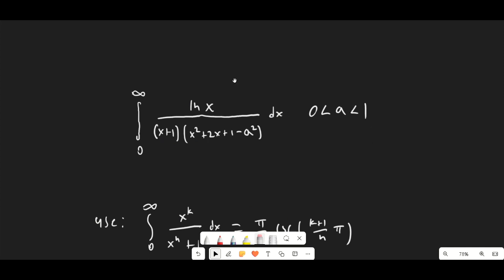It's the integral from 0 to infinity of ln x over (x plus 1) times (x squared plus 2x plus 1 minus a squared), or you could also rewrite this as (x plus 1) squared minus 2a squared. And we're only looking at values where a is between 0 and 1, so we won't have any sort of principal value or anything that we have to deal with.